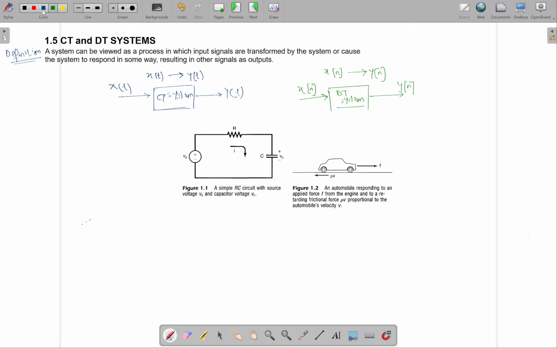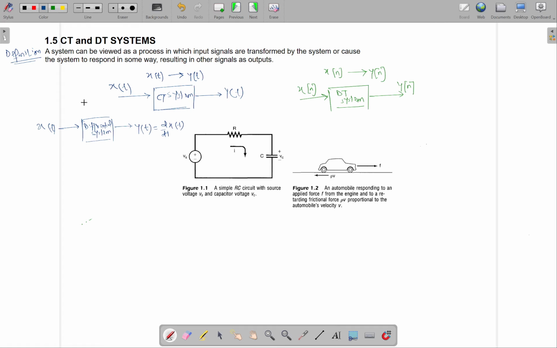Now, one important bit which we need to understand is that a system itself could be any operation. For example, let's say y of t is simply equal to d by dt of x of t. In this case, this particular system is simply a differential system. What it is essentially doing is taking the differential of my input signal and giving me an output signal. So that is a simple expression.